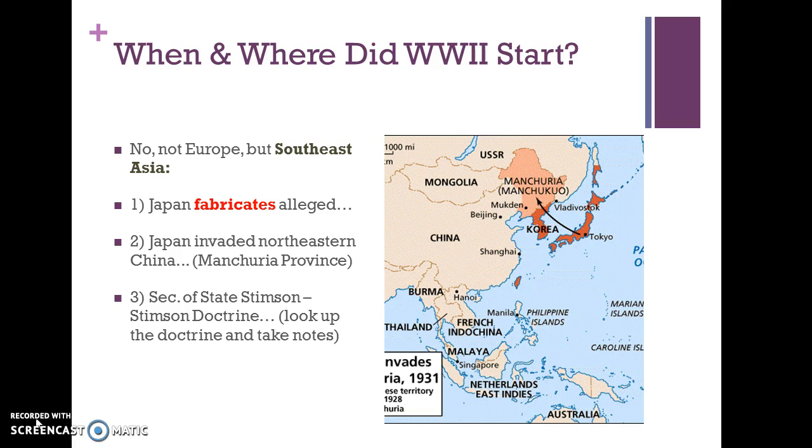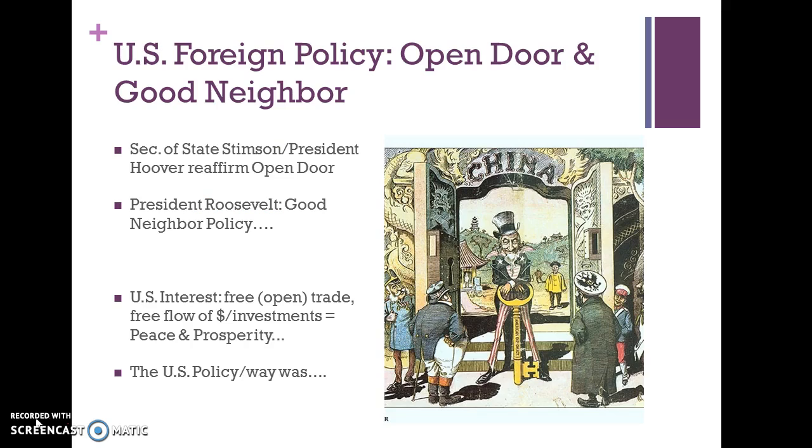So at any rate, Japan invades. And what's the result of this? Well, the result is that the United States rejects Japan's actions, and Secretary of State Stimson issues what is now called the Stimson Doctrine. It was essentially a statement saying that the United States would not recognize and not accept Japan's actions, because Japan's actions had violated the idea of the open door that the United States had been practicing in terms of foreign relations for quite some time.